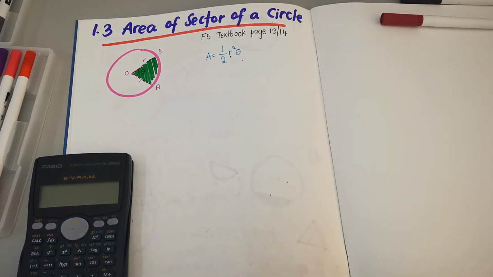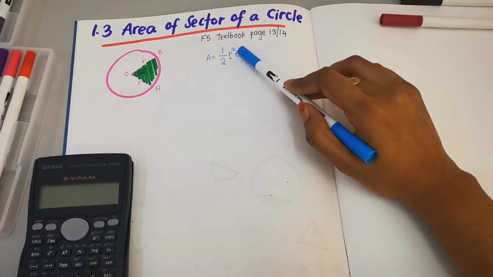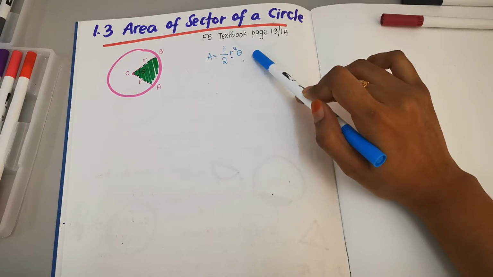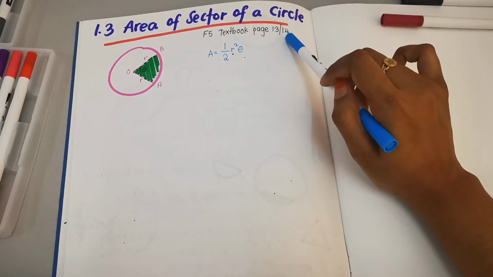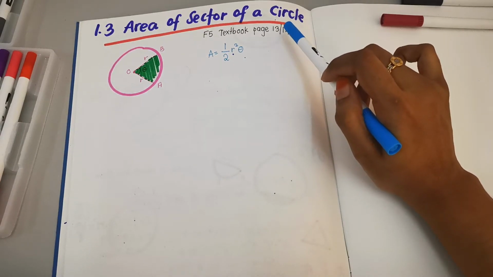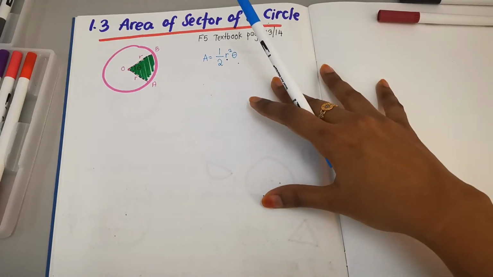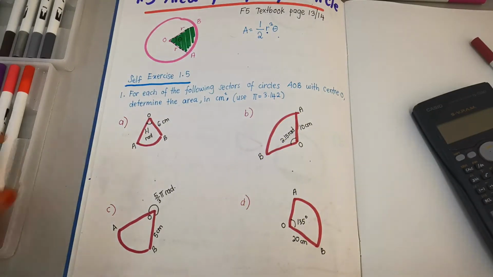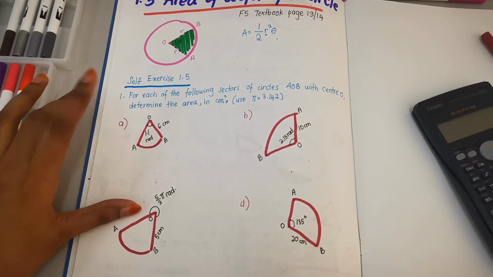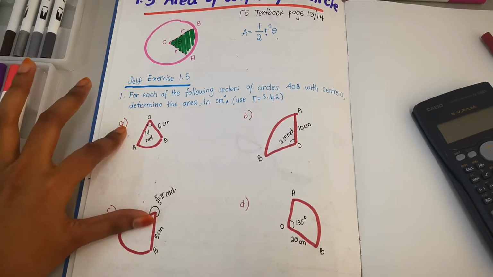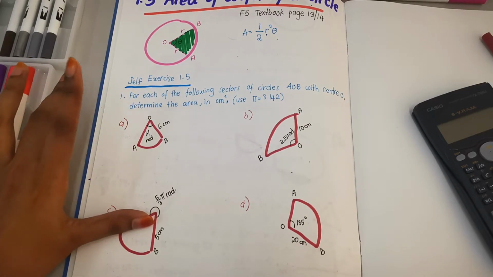We are going to apply the formula, and now teacher is going to do the self exercise on page 14. You can turn to page 14, and I'm going to do self exercise 1.5, so be ready to do it together. I'm going to write the question first. For each of the following sectors, find the area.